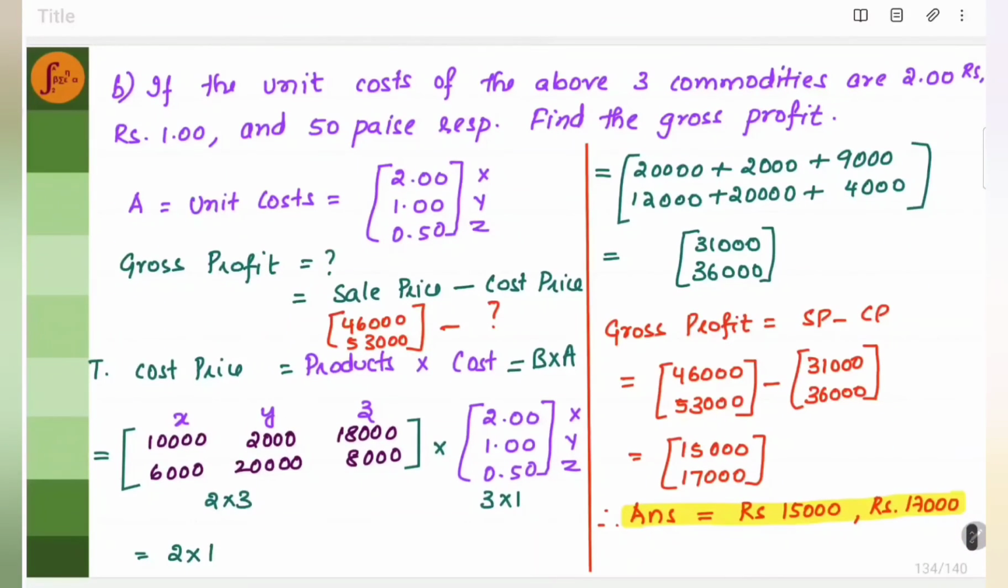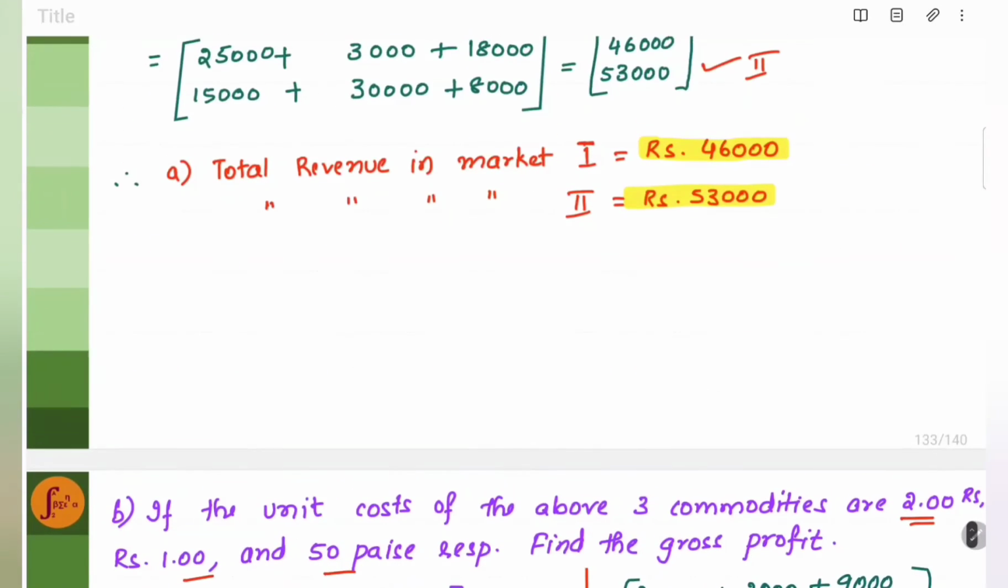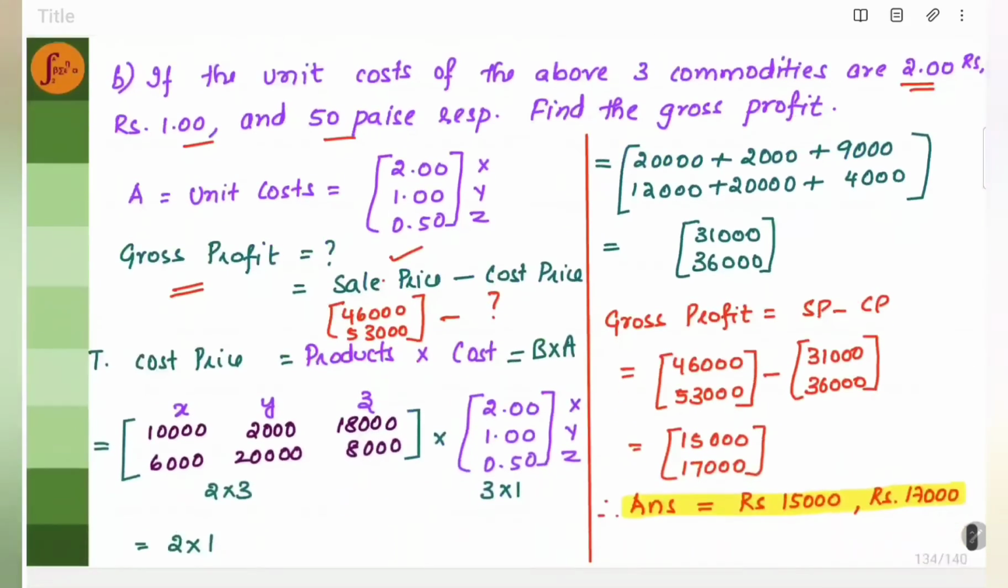The second part of the problem is, if the unit costs of the above three commodities are 2 rupees, 1 rupee and 50 paisa, unit cost price. Earlier we saw unit sales price. Now this is cost price, right? You have to find the gross profit. What is the formula for gross profit? Sales price minus cost price. Selling price minus cost price is the profit. The sales price we found out earlier. This is the sales price, the total revenue. That is the sale. This is the revenue obtained after selling.